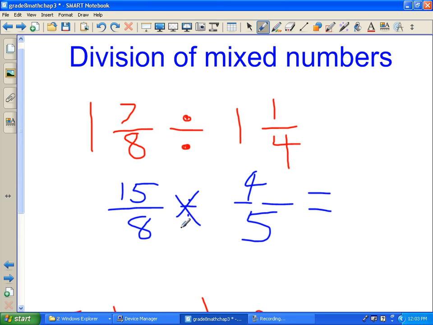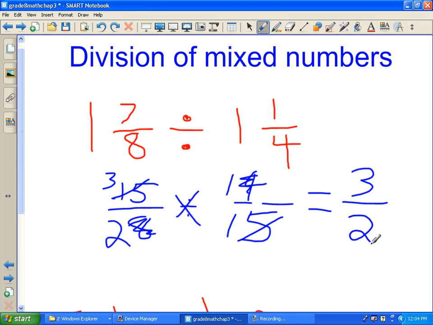Can I cross simplify? Sure. 5 goes into 15. So 5 goes into 5 once, 5 goes into 15 3 times. 4 goes into 8 as well. So 4 goes into 4 once, and 4 goes into 8 twice. Now we just have to multiply the top by the top. So 3 times 1 is 3. 2 times 1 is 2. And the final answer, when we change it back to a mixed number, is going to be 1 1/2.